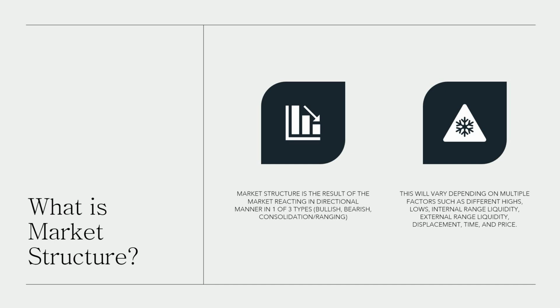So, with market structure, with one of the three types, bullish means we're going up, bearish means we're going down. Consolidation or ranging means that we're going sideways, either in small ranges or large ranges, which means small movements going sideways or large movements going sideways. Okay? And this will vary depending on multiple factors. So each of these factors will determine what direction the market will be going in. Looking at all these factors, I want you to write everything down here. Pause the video if you need to.